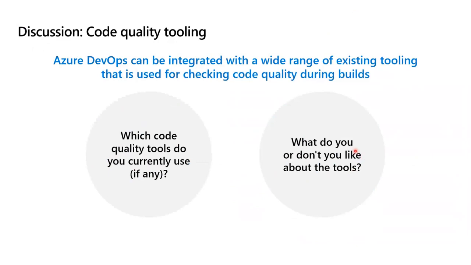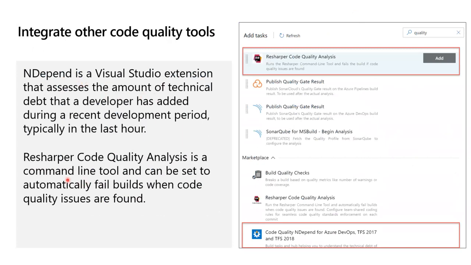All right, so Azure DevOps can be integrated with a wide range of existing tooling that is used for checking code quality during builds. What else? We have, for example, SonarCloud. We have WhiteSource Bolt. We also have the other packages that we mentioned before, such as NDepend, ReSharper, SonarQube. Okay, so there are multiple tools that allow me to monitor all of this.